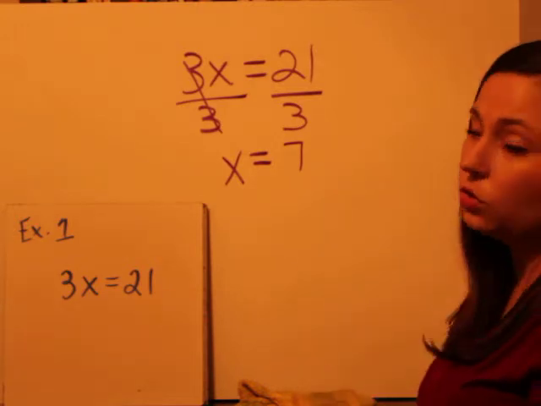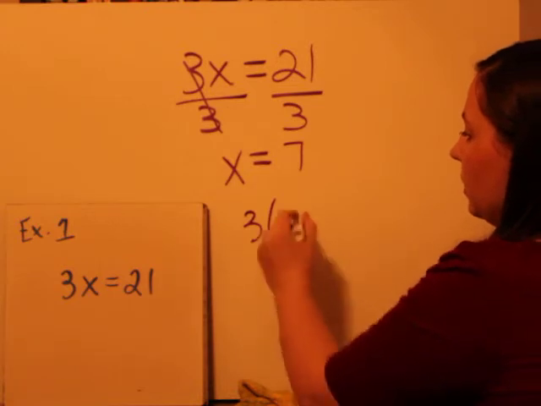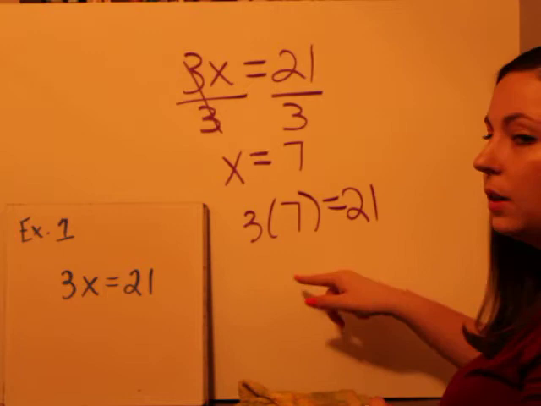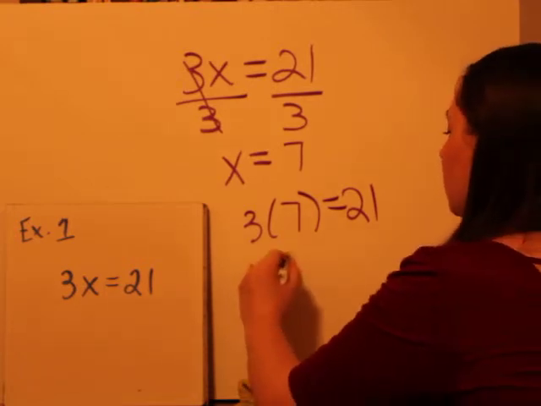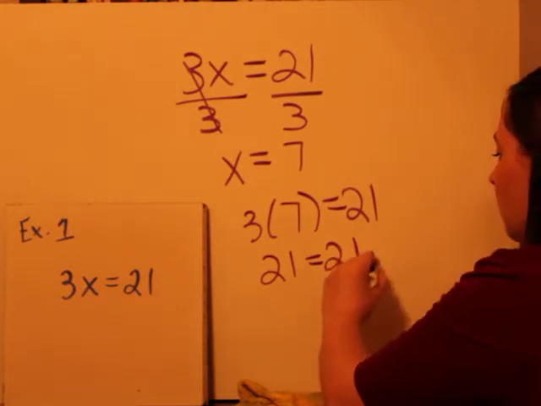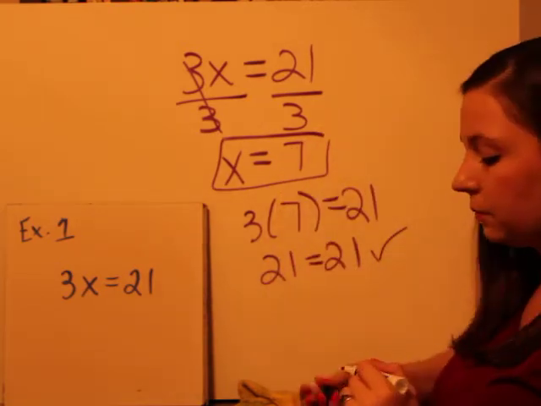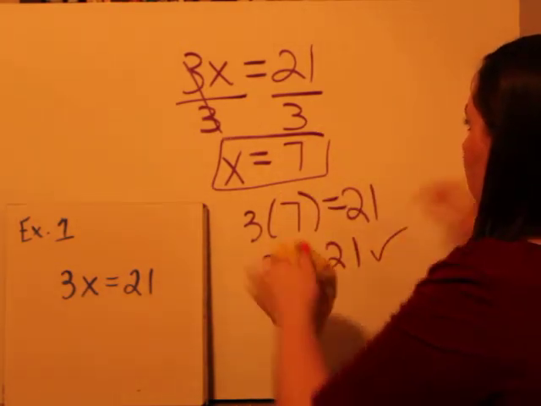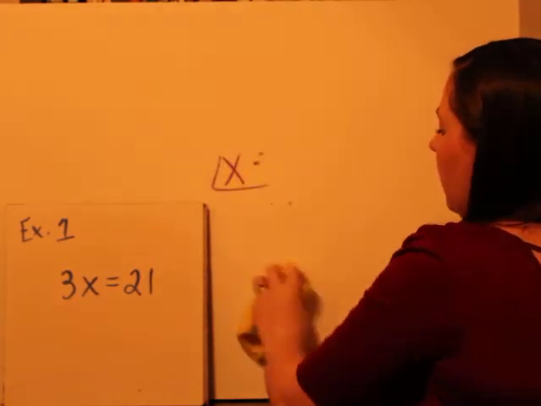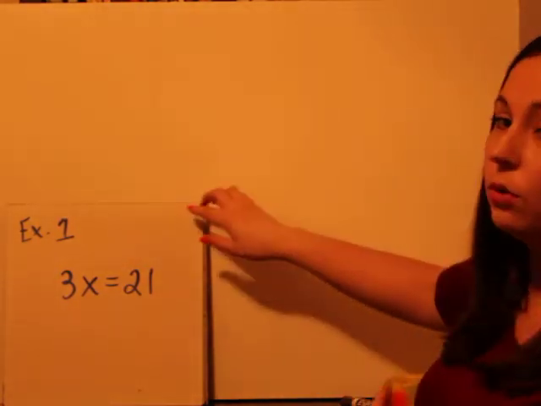And again, you go back and you check. So we have 3 times, we said x is 7, and it should be equal to 21. 3 times 7, we know that's 21. 21 is equal to 21. We have a true statement, so x is equal to 7, and that's our answer. So anytime you have the number in front of the x, you remember it's a multiplication equation. You're trying to get rid of that coefficient there.